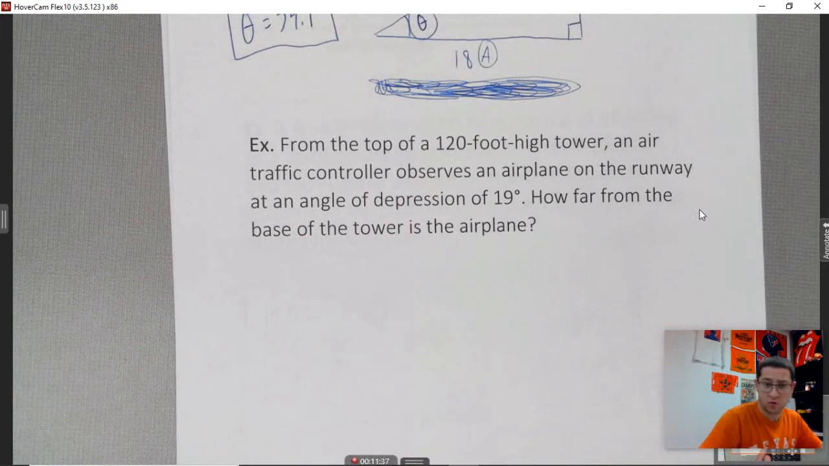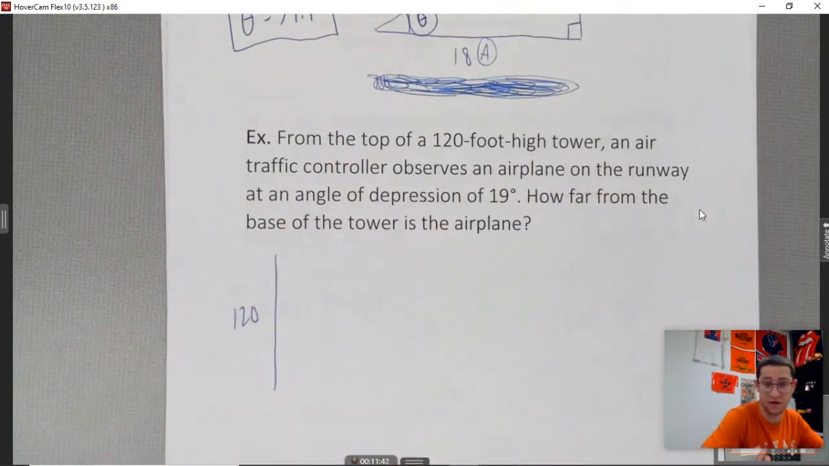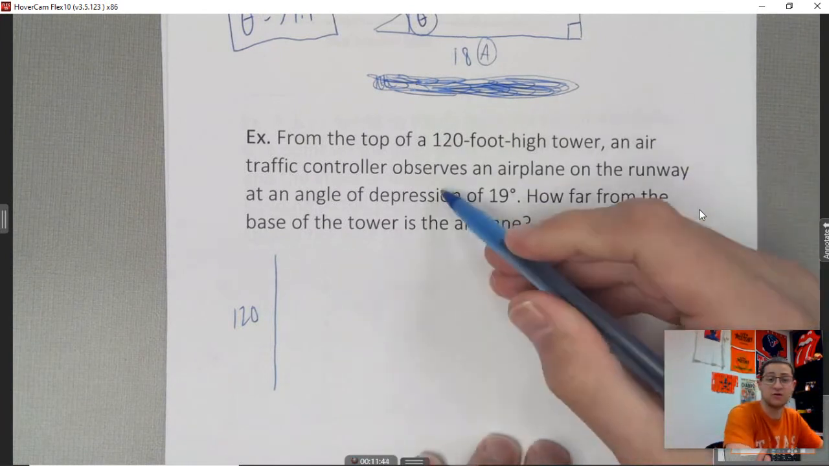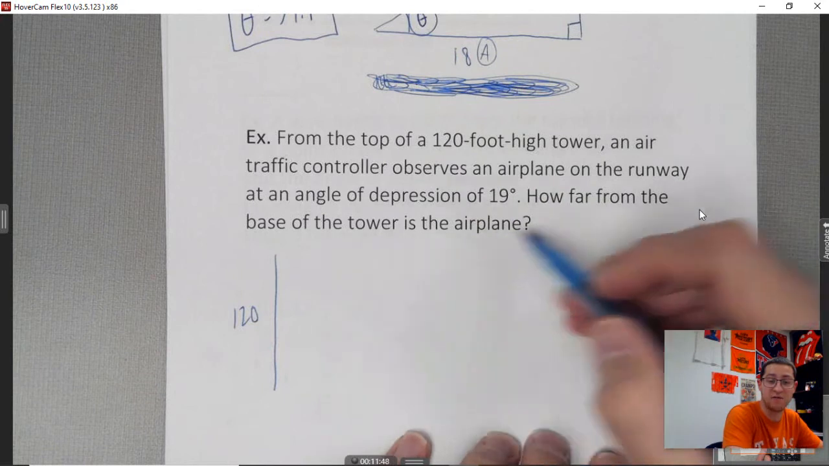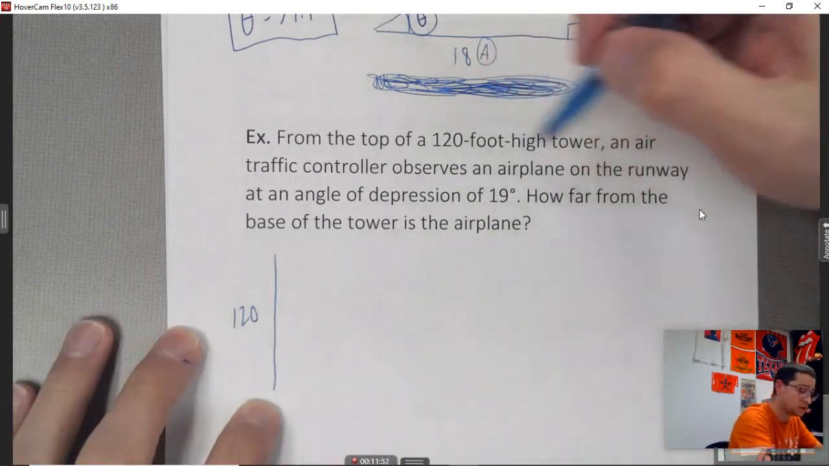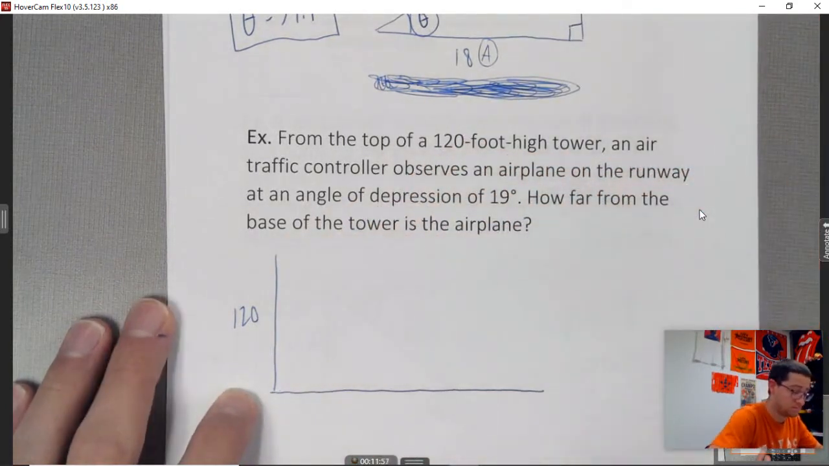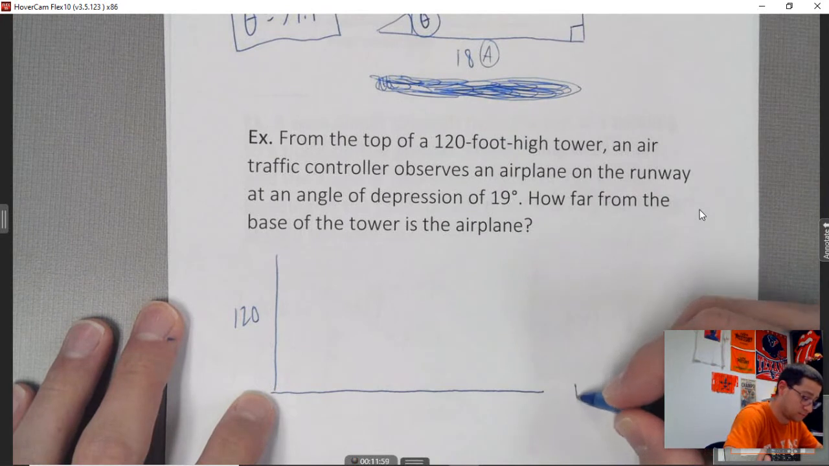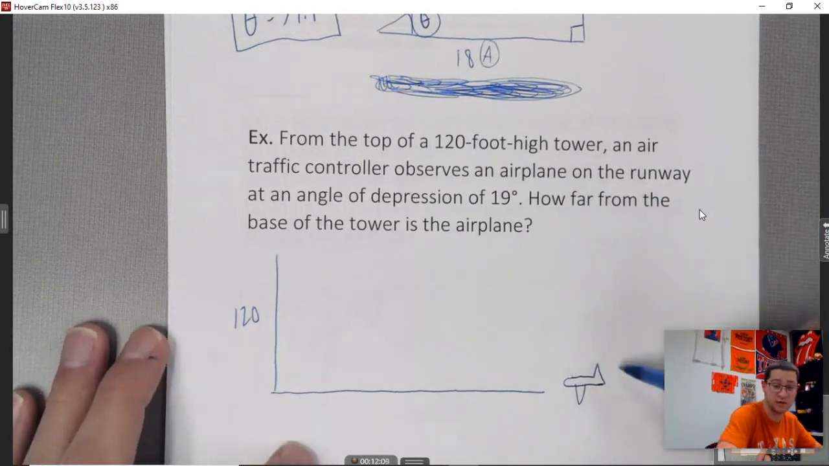From the top of a 120-foot tower. Boom. I'm just going to start there. Okay? An air traffic control observes an airplane on the runway at an angle of depression of 19. How far from the base of the tower is the airplane? All right. So, here's the airplane. Kind of looks more like a shark. I don't know. There's my airplane on the ground. Okay, it is on the ground.